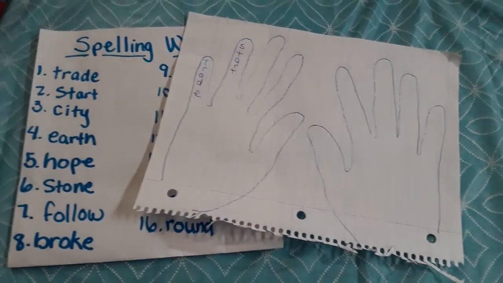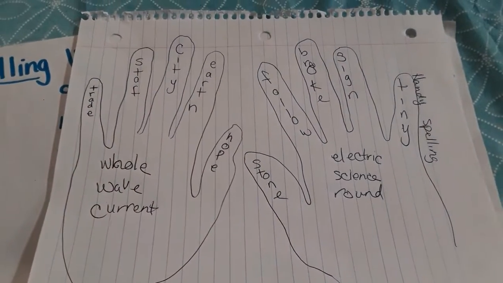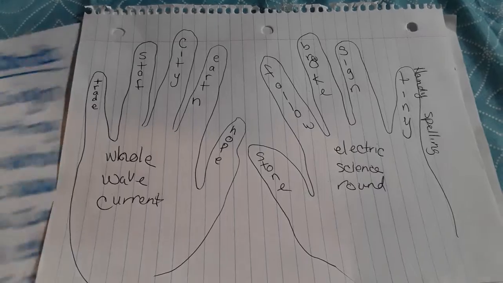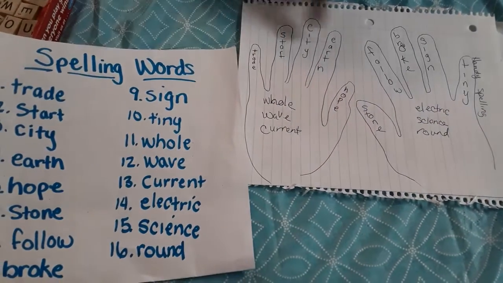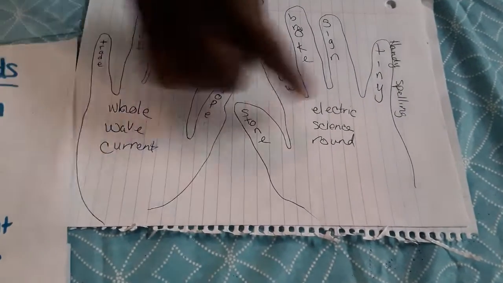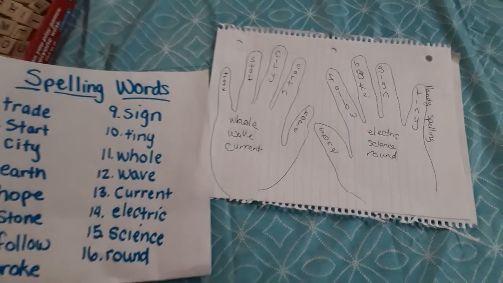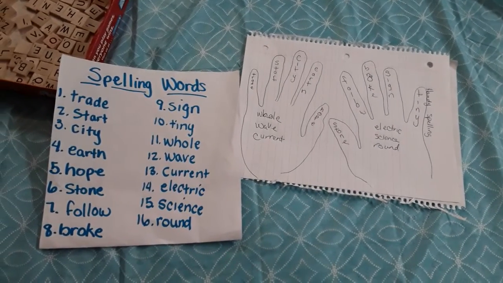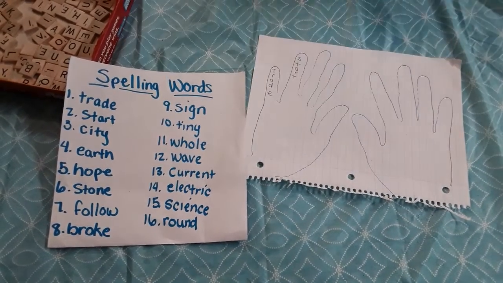Once the child is done, it should look something like this. And the extra words that were on our spelling list, we have 16, but we only have 10 fingers. The extra words went onto the palm as overflow. So this activity is called Handy Spelling, and it's a great way to help the child remember their spelling words.